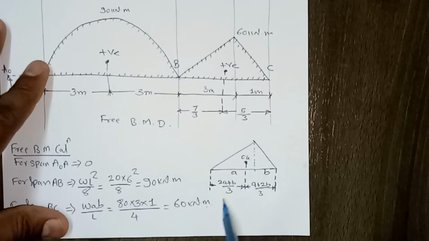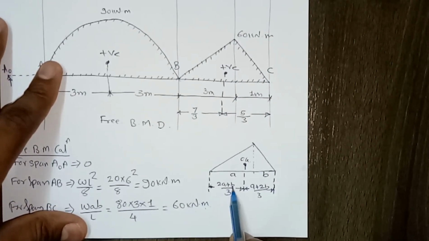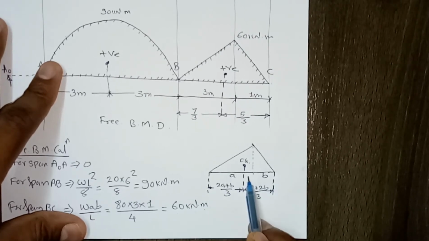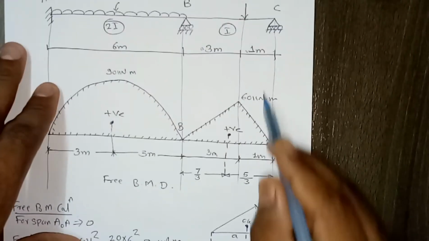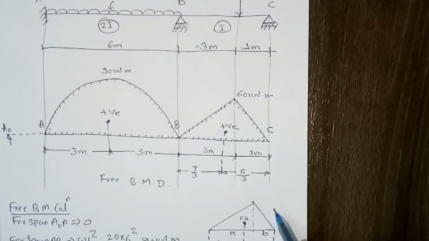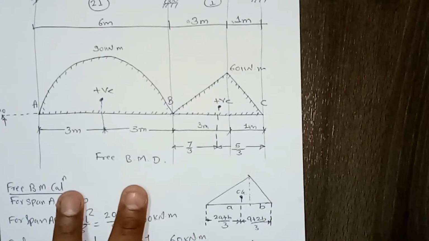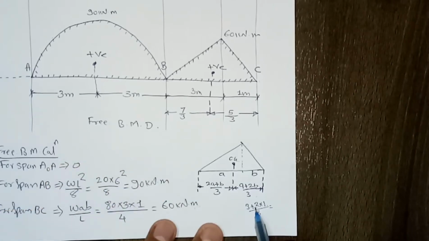Then the CG is calculated using this equation. From the left support it will be (2A plus B) by 3, and from the right support it is (A plus 2B) by 3. So here A is 1, B is 3. So this 5 by 3, how is it coming? Then say A is 3 plus 2 multiplied by 1, by 3. So it will be 2 into 1 is 2, and plus 3, so it will be 5 by 3.